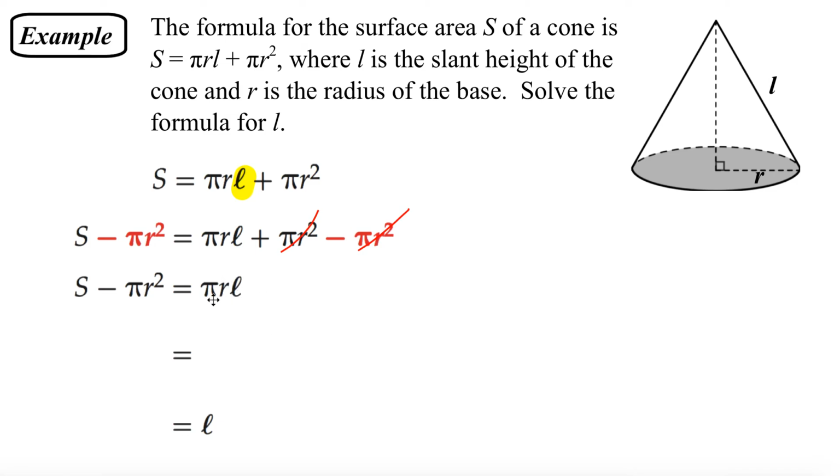Well, L is being multiplied by pi and r. So if we do the opposite and divide on both sides, that will help us get L alone. So the pi and the r will cancel, and we'll have L equals S minus pi r squared over pi r. And even though it looks pretty ugly and messy, we've done what the problem asked us to do. We went ahead and we solved it for L.